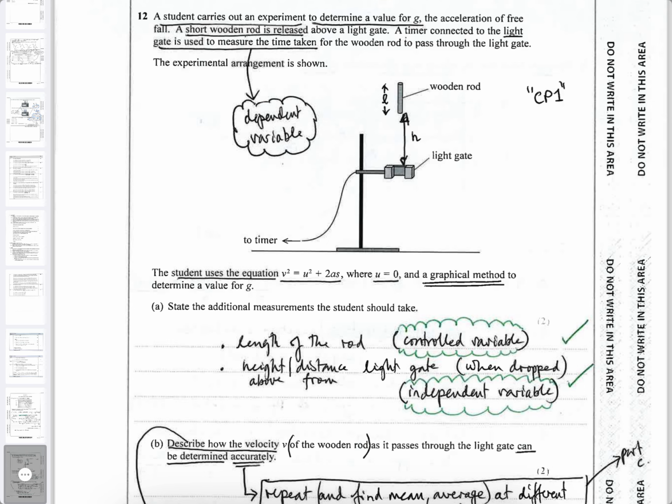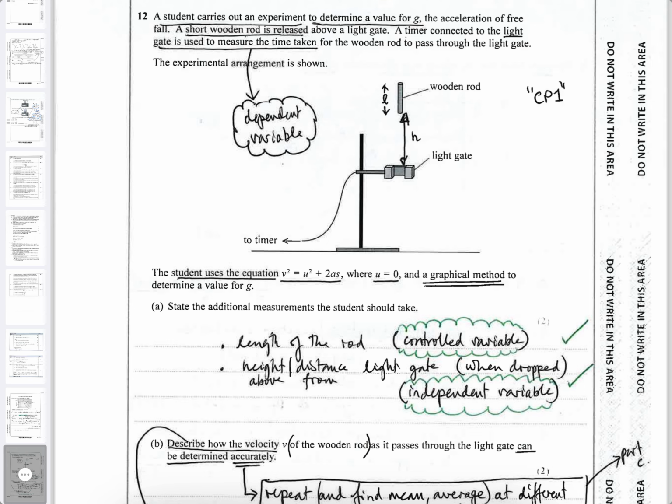When I do these questions, it's actually part of your learning. I'm teaching you the key things that you need to do. I underline words as I'm reading it because then it's active reading rather than passive reading, and I'm less likely to have misread the question. The student uses the equation v squared equals u squared plus 2as, where u is 0, and a graphical method, double underlining, to determine a value for g. So they don't want you to just do it once, plug the numbers into the equation, get an answer out, and that's it. They want you to know the graphical method.